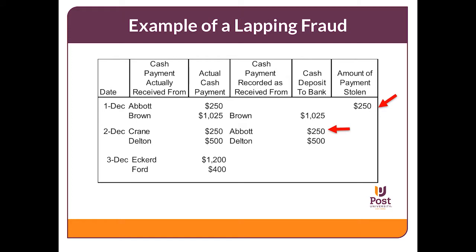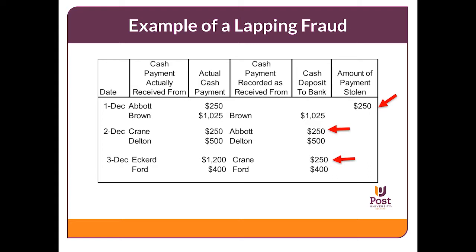The next day, Eckert makes a $1,200 payment and Ford makes a $400 payment. The bookkeeper uses $250 from the Eckert payment to credit Crane. But now Eckert is short $250. The bookkeeper must take $250 from a future payment in order to credit Eckert the full $1,200. This fraud usually happens when the duties of the cashier and accounts receivable bookkeeper are not segregated.